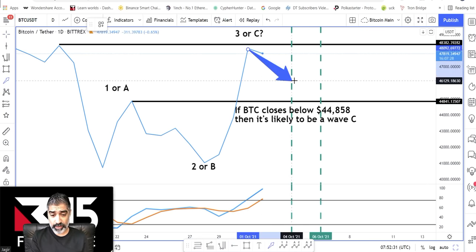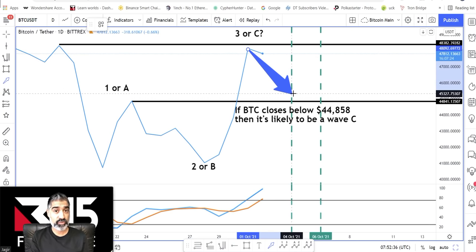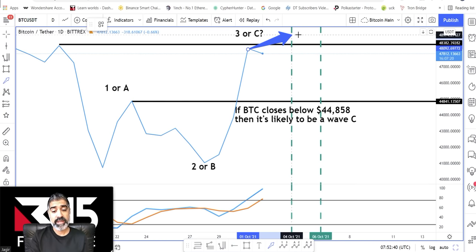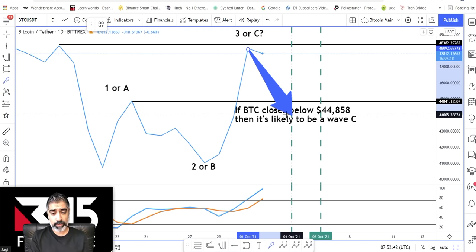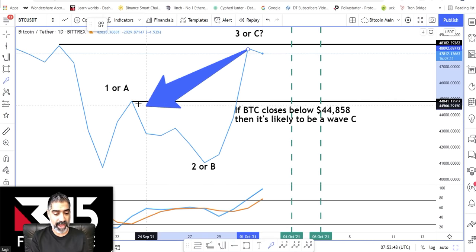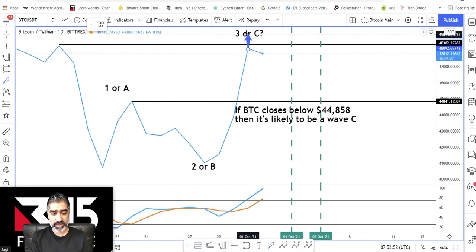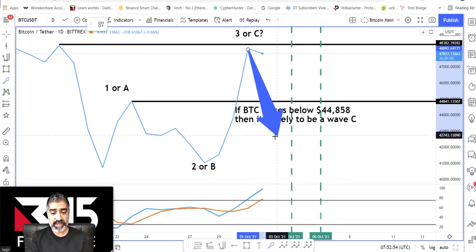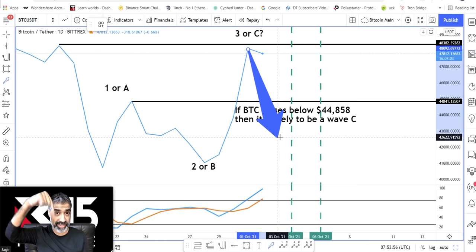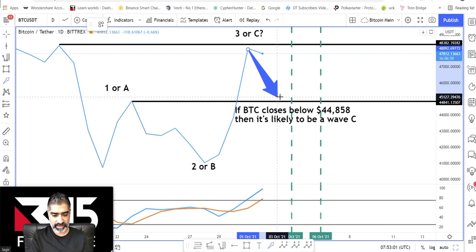Just to make it crystal clear, if the price doesn't go below this line and we get a bullish reversal on the momentum, we're probably going to break this high and then we need to reevaluate. If we do break below this particular line here, $44,858, which is the high over here, then it's likely that this over here is a wave C, and then we should have a continuation for 1 to 2 weeks on the downside. So there you have it.